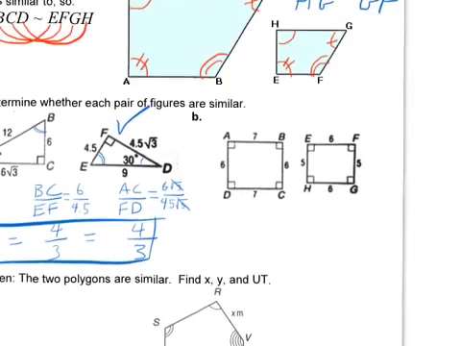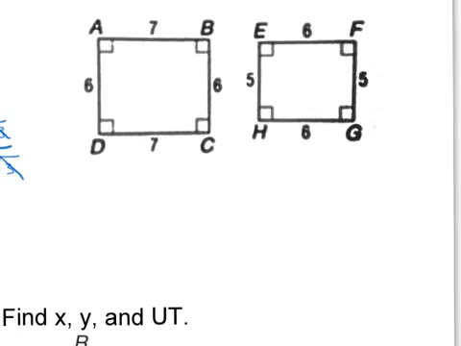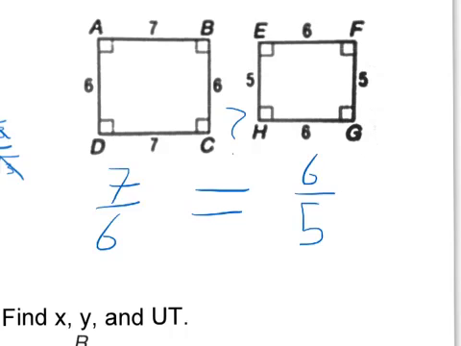Let's compare the next one. Okay, so we got two rectangles. And obviously, the longer side on both of these is going left to right, because this is 6 compared to 5, and this is 7 compared to 6. All the angles are congruent, so let's see if the sides are proportional. Well, this one is 7 over 6, and this one is 6 over 5. Well, do these equal each other, right? No, they don't. We could test this a few ways.